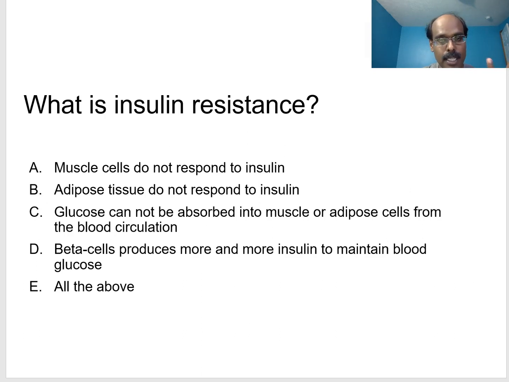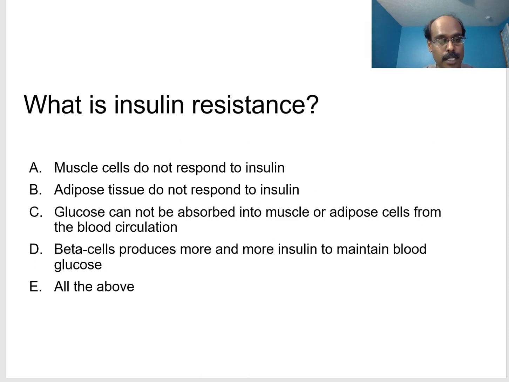Insulin resistance is when muscle cells do not respond to insulin, and adipose tissue again does not respond to insulin. Because this response is blocked, glucose cannot be absorbed into the muscle and adipose tissue from the blood circulation, which results in hyperglycemia, or high levels of glucose in the circulation. And to compensate, beta cells would produce more and more insulin to maintain the blood glucose level. So the answer would be all of the above.